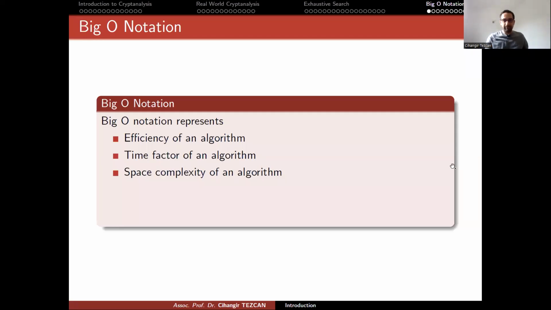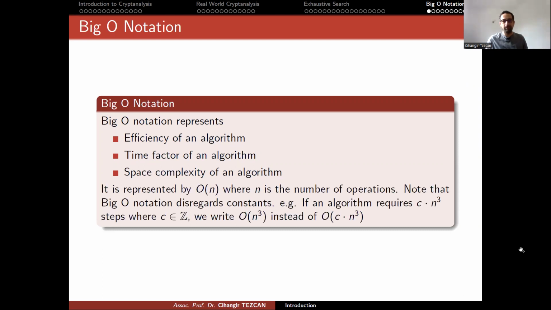All right, let's talk about the big O notation to understand the time complexity of cryptanalysis attacks. So let's start with the big O notation. Big O notation represents the efficiency of an algorithm, the time factor of an algorithm, the space complexity of an algorithm, and so on. It is represented by O(n), where n is the number of operations.